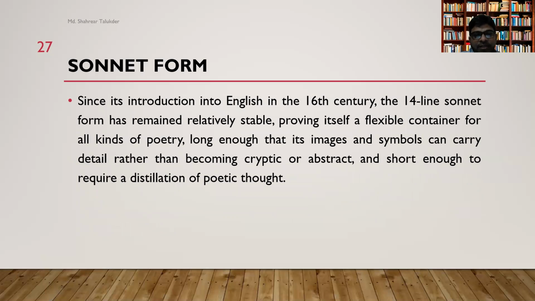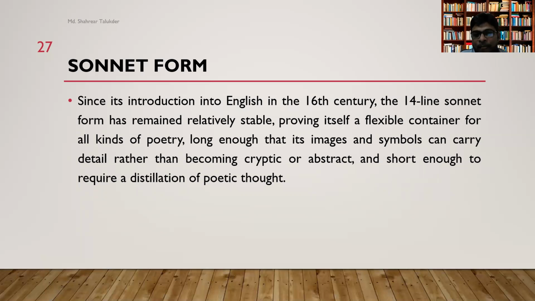Since its introduction into English in the 16th century, the 14-line sonnet form has remained relatively stable. Stable means very little change has been brought here. It is mostly a fixed form. But it is also proving itself a flexible container for all kinds of poetry, so it can contain different kinds of poetry in it, long enough that its images and symbols can carry detail rather than becoming cryptic or abstract, and short enough to require a distillation of poetic thought.